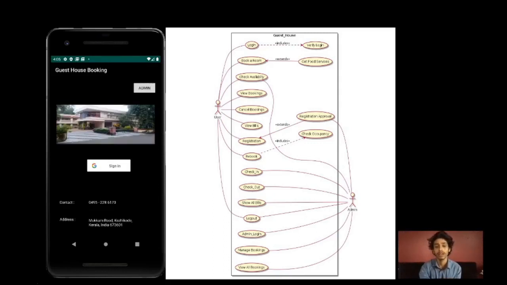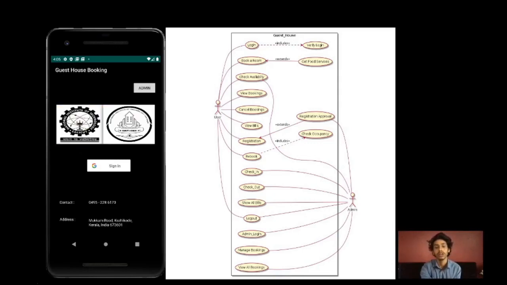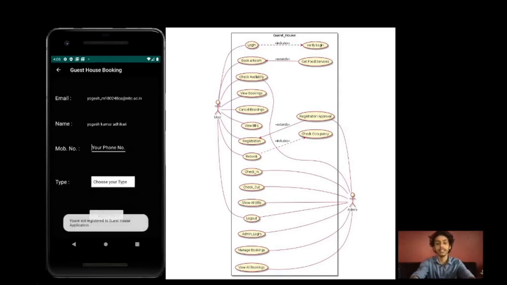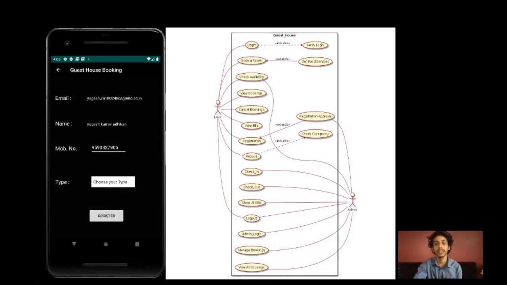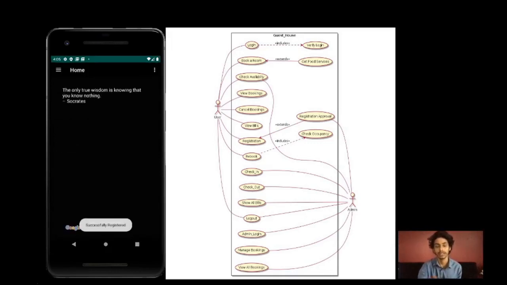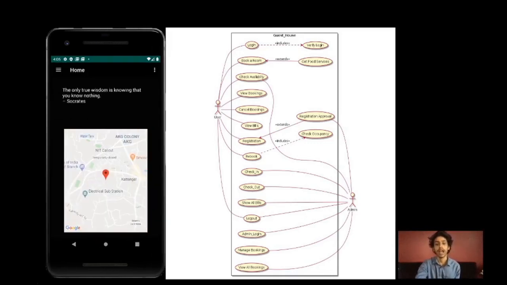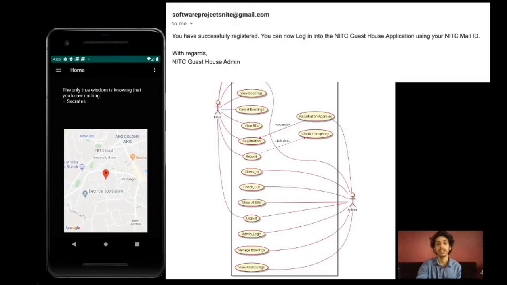So first I'll show you how to register as a student. A toast message will show that you are not registered into the application, so the user can enter his phone number and from there he can select his type. So if I select the student type, I'll be registered directly and there is no need for approval from the admin section because I've registered as a student. I'll be getting a mail also saying that you have successfully registered. You can now log in to the NITC guest house application.